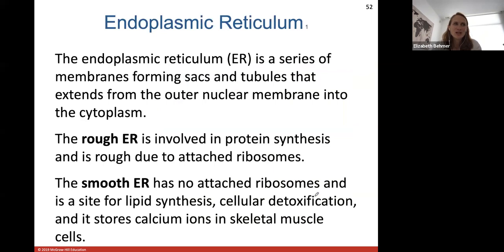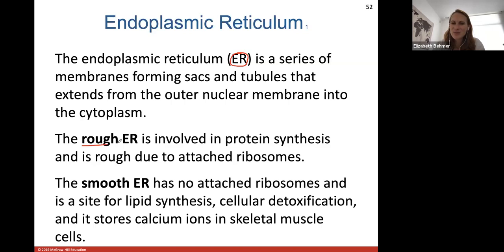Endoplasmic reticulum. So we talked about the nucleus, ribosomes creating proteins. The endoplasmic reticulum is then our next organelle, often abbreviated ER. It's a series of membranes forming sacs and tubules that usually extend from the outer nuclear membrane into the cytoplasm. So we'll always see the endoplasmic reticulum surrounding the nucleus.